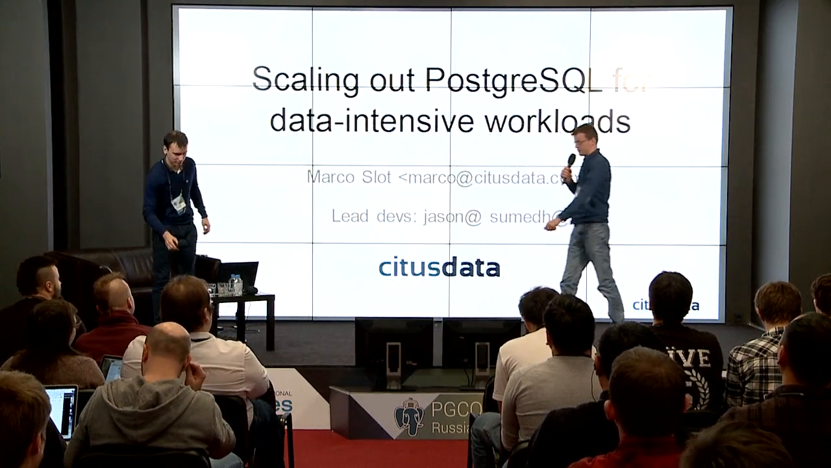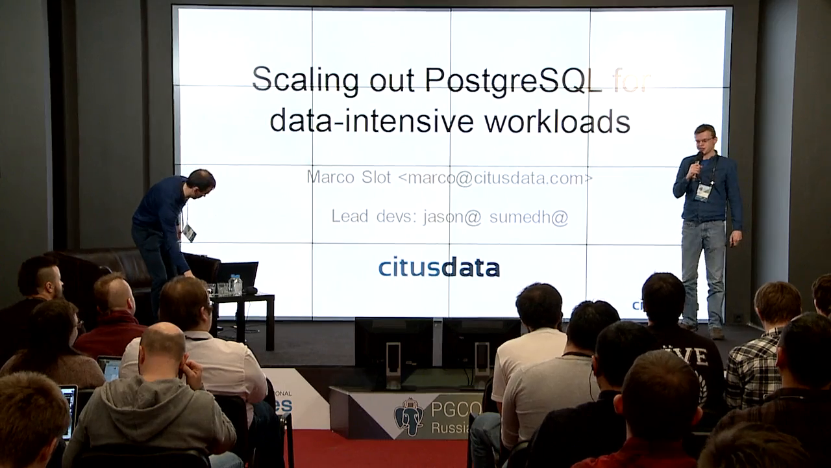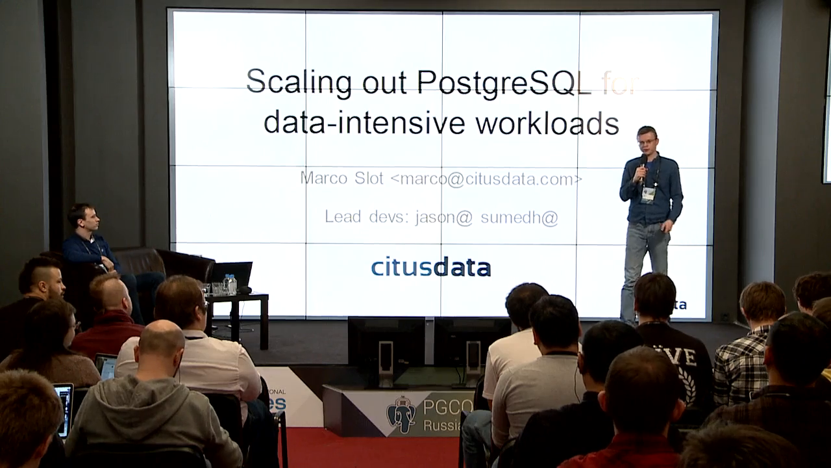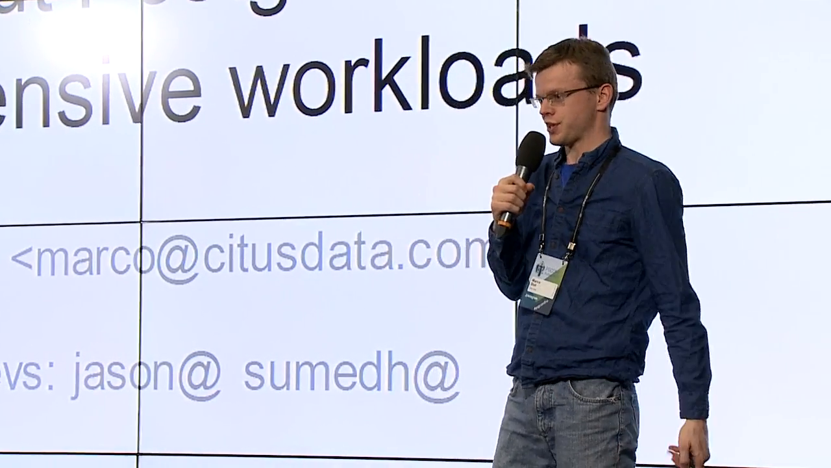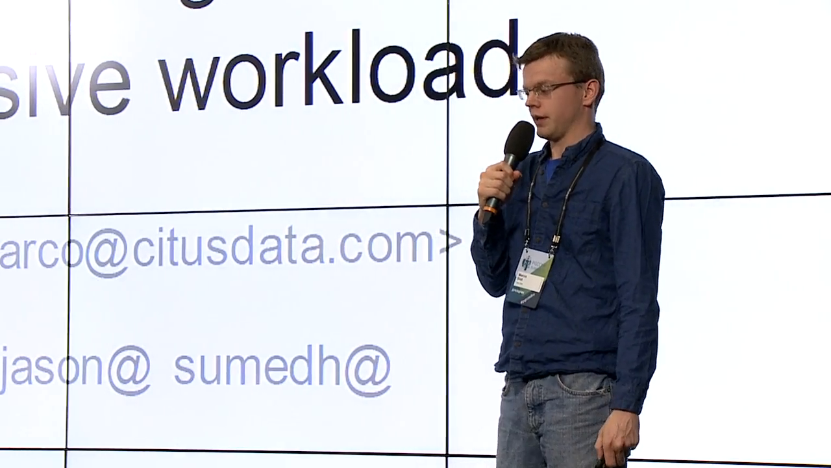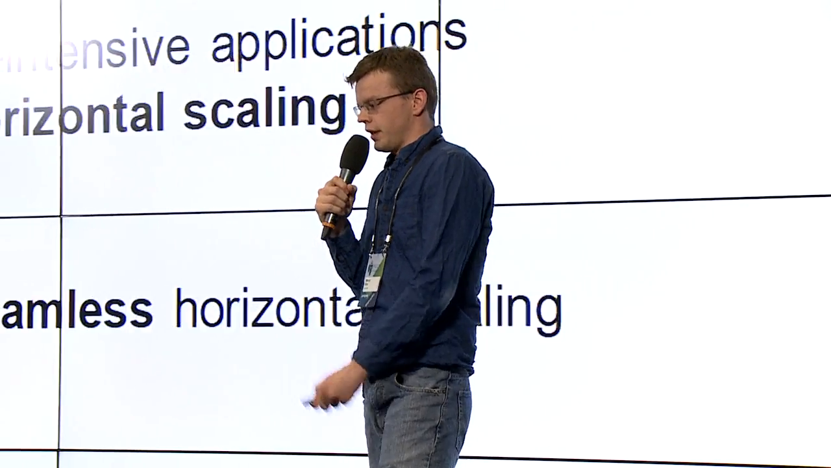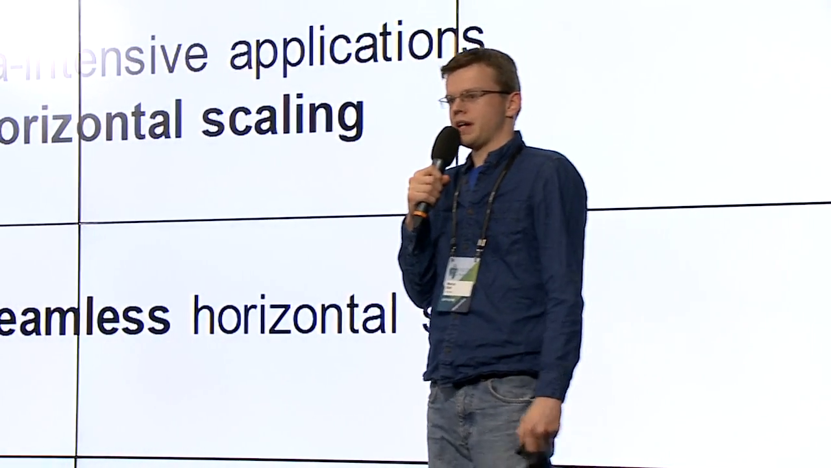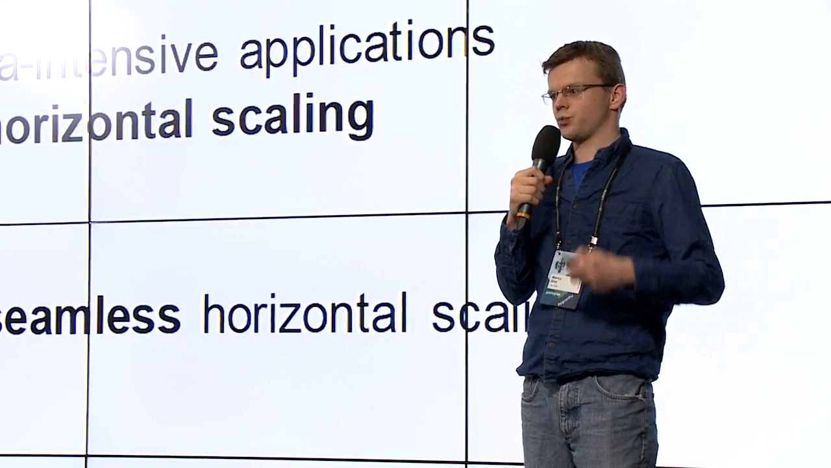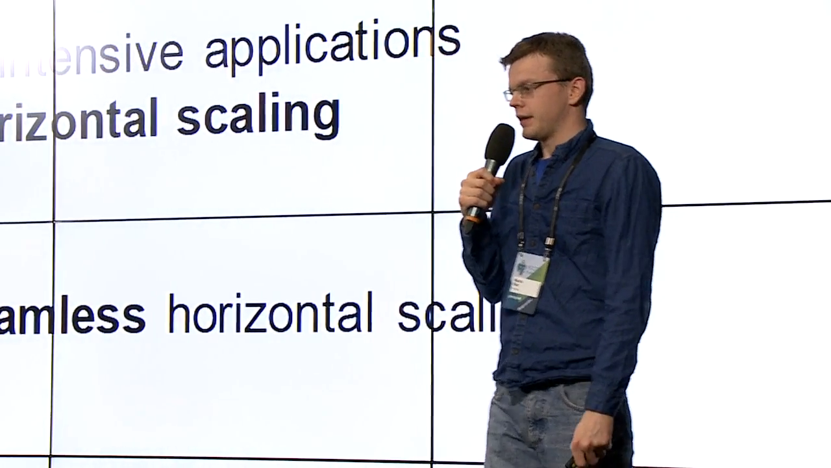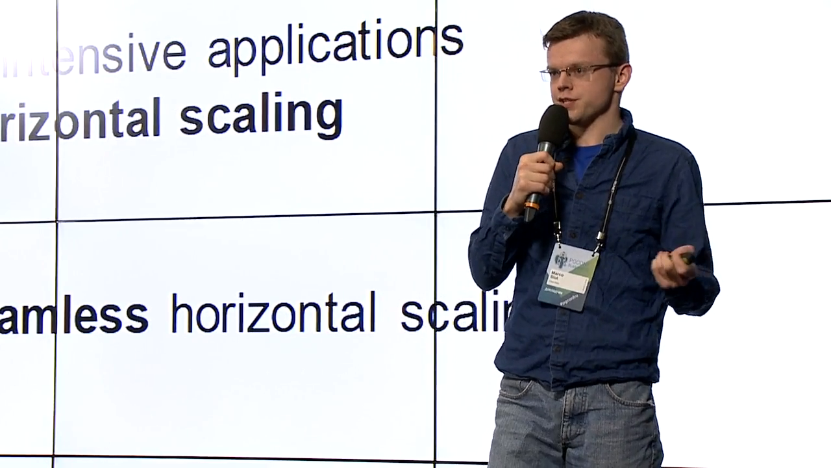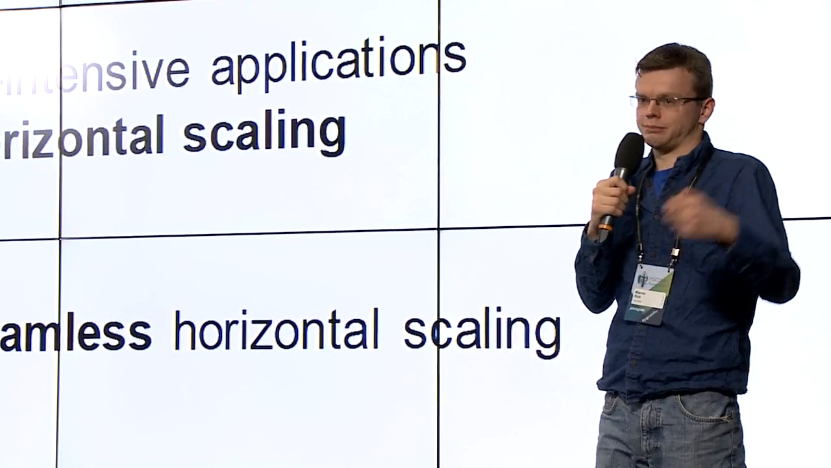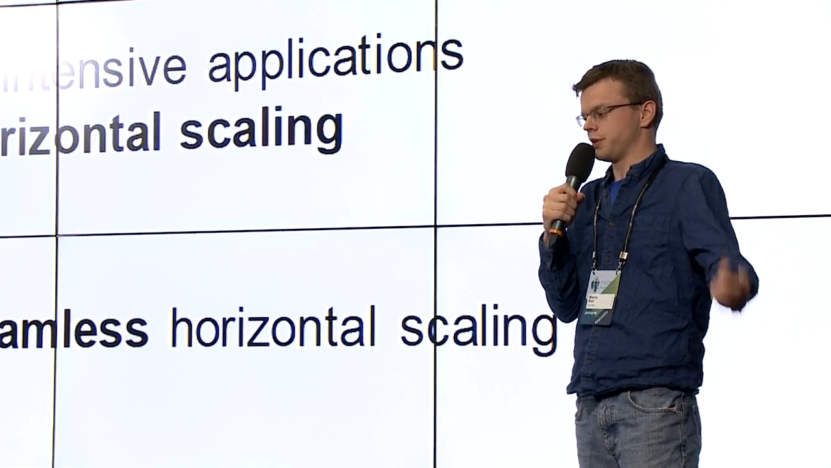So I'm going to be talking about scaling out Postgres for data-intensive workloads. In particular, I'm going to be talking about a new extension called PGShard, which is an open source extension for Postgres that we released about 2 months ago. At Citus Data, we deal a lot with real-time data-intensive applications: large data sets where we want to do fast queries. Typically, those applications require horizontal scale, where we can keep adding more machines to add more data or to keep making queries faster.